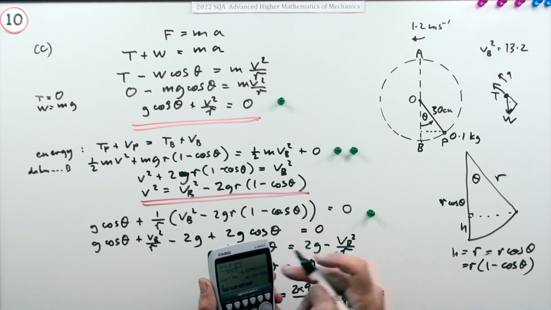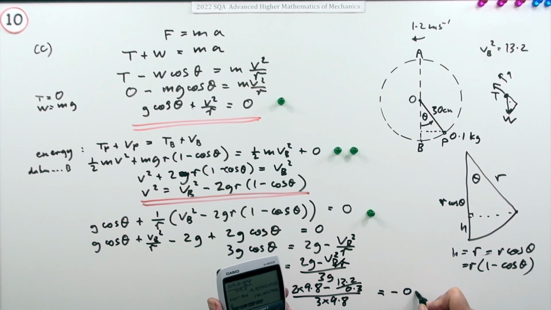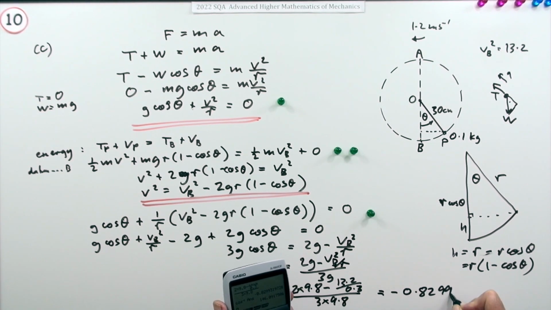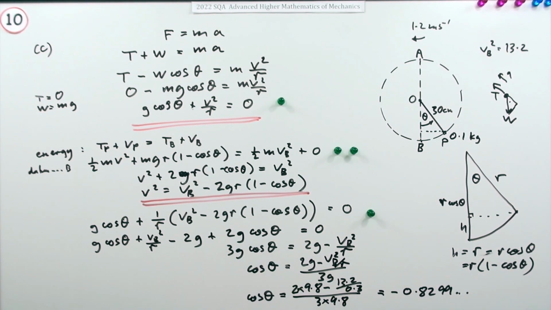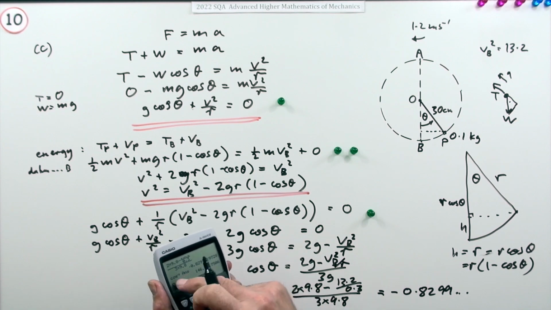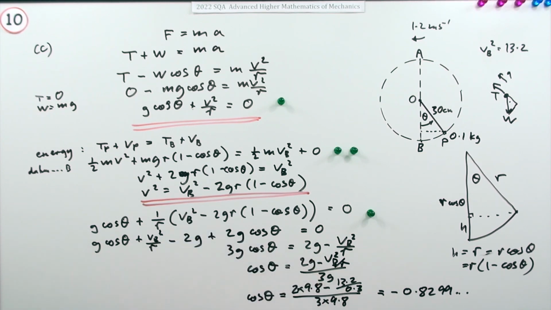So typing it all in, you get negative 0.8299 and so on. And then doing the inverse cos of that gives you, I'll put the final answer over here though, so final answer, theta is 146.09 and so on, so I'm going to go for 146 degrees. But that was the worst of it there, I think, and there was only 1 mark.